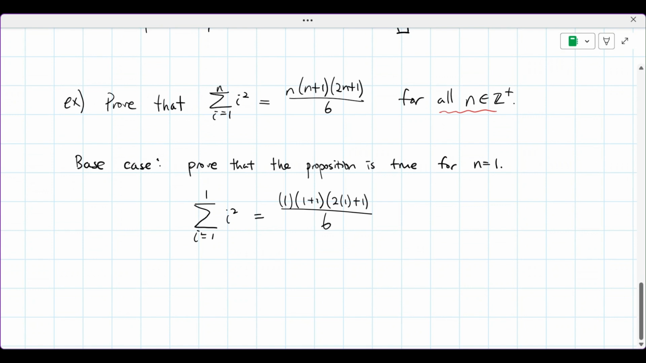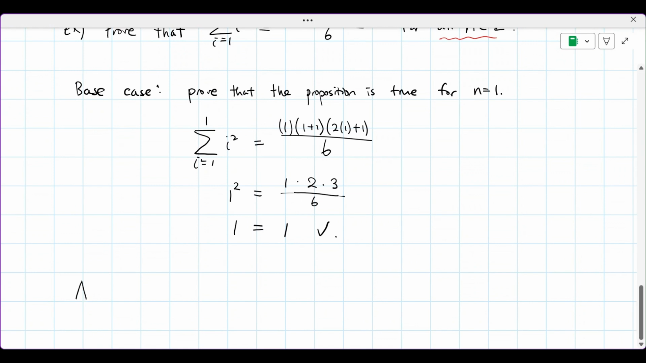So what is the sum of i squared from 1 to 1? Well, we just have one term, so that's 1 squared. And then the expression here will be 1 times 2 plus 1 is 3. So I think we get 1 equals 1. So yes, we have proven that the proposition is indeed true for n equals 1. We know that the base case is true. In other words, we know that we have knocked off the first domino in the domino set.